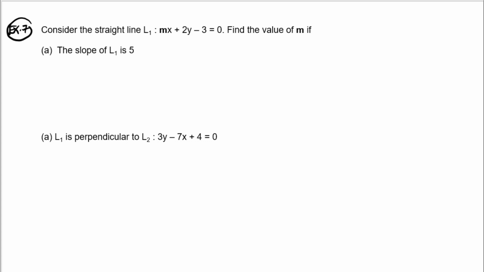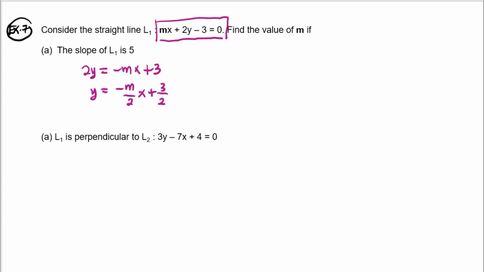We consider two lines here, L1 and L2, and the equation of the straight line. Find the value of m if the slope of L1 is actually 5. So we just need to modify this equation. We will write 2y, which is given by negative mx plus 3. So y equal to negative m over 2 x plus 3 over 2. So this is the slope of this L1.